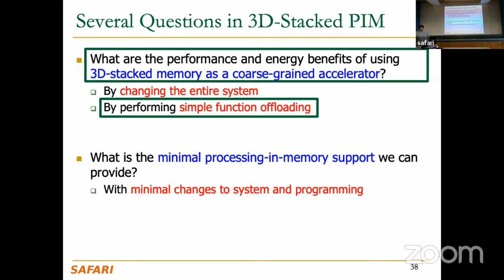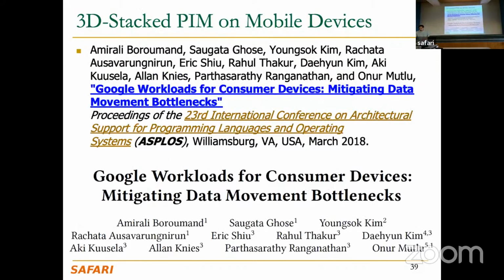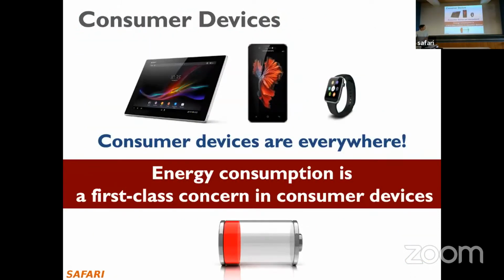Now, let's go with another example. We can also consider this a coarse-grain accelerator because we are going to offload entire functions, but it won't be, let's say, the whole program running on the accelerator. It's more like part of the computation is done on the CPU, and part of the computation is done in memory. This part of the computation is a simple function. A good example of this is the Google Workloads paper. We have already mentioned this paper in previous lectures because it has some interesting motivation numbers, like 62% of the total system energy is consumed on data movement. You might remember that number. And energy consumption is very important in these consumer devices.